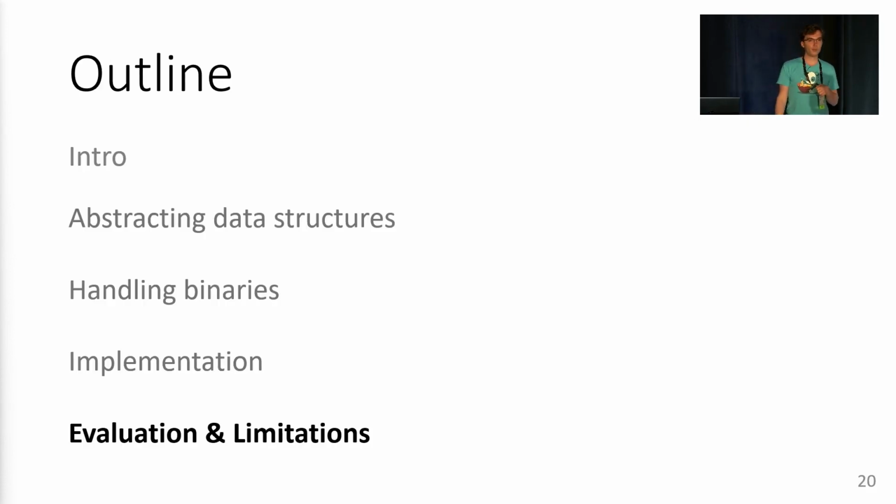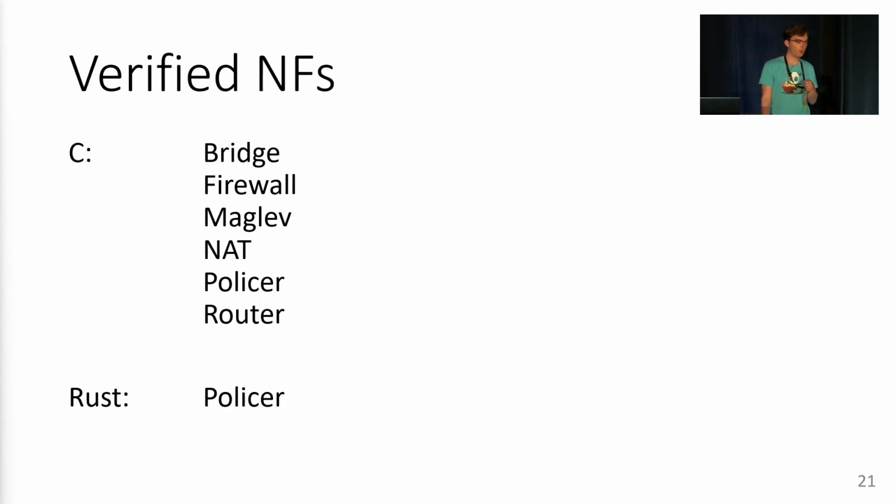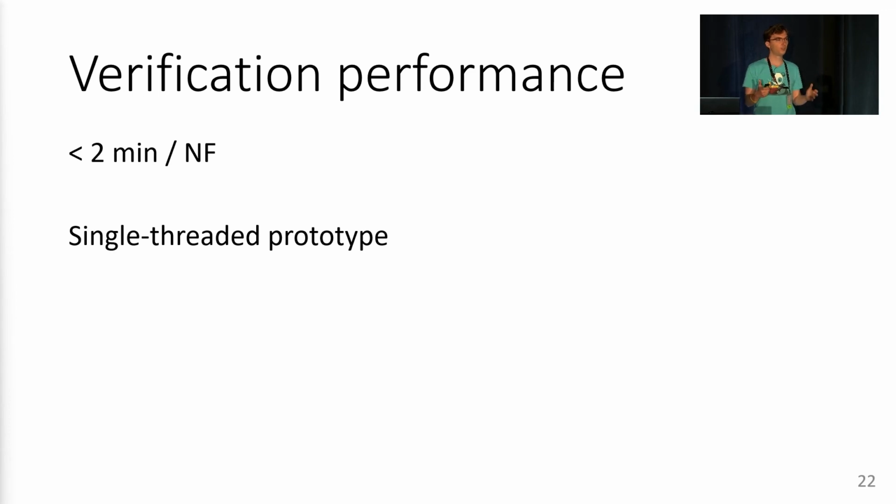Now for our evaluation and our limitations. So there is more evaluation in the paper, but the gist of it is that we verified 6 network functions written in C and 1 in Rust. The reason we verified a network function in Rust is to show that our approach works on any compiled network function, not just those compiled in C. It takes less than 2 minutes to verify a network function. And that's using our single-threaded prototype on this very laptop I'm using to present. You don't need fancy hardware. You don't need tons of cores.